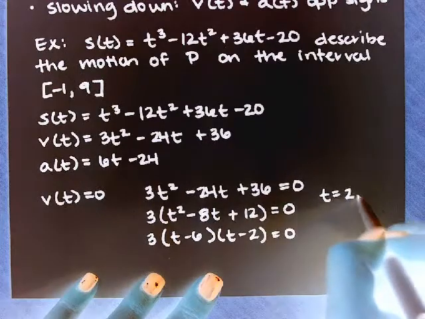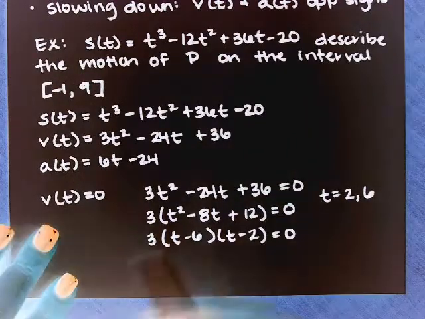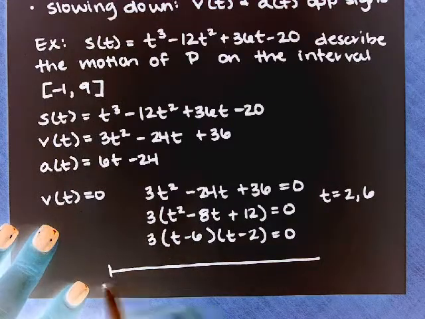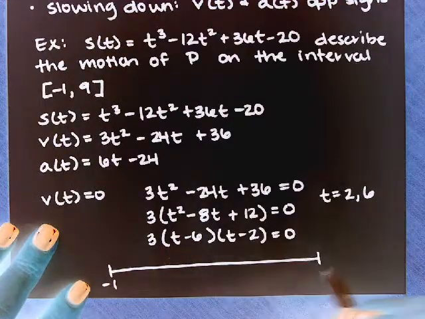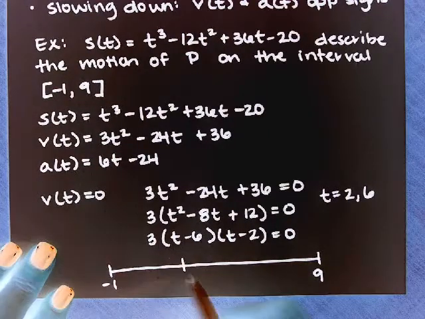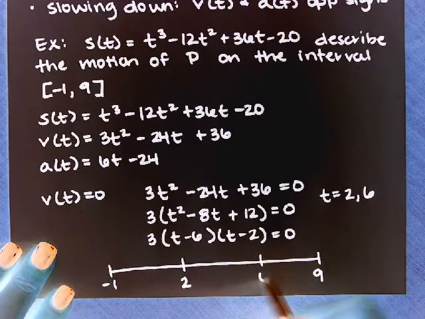Okay, 2 and 6. All right, so what we do is we draw a number line, -1 to 9, and we put 2 on the number line, and we put 6 on the number line.